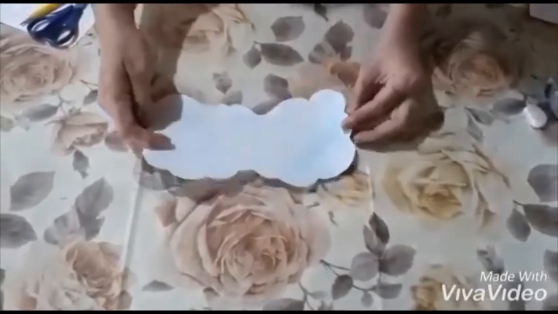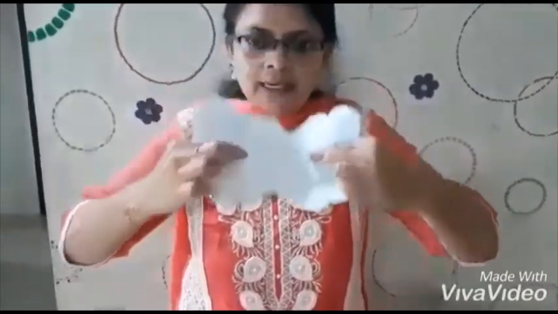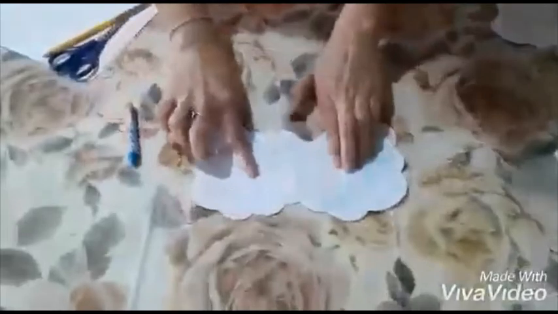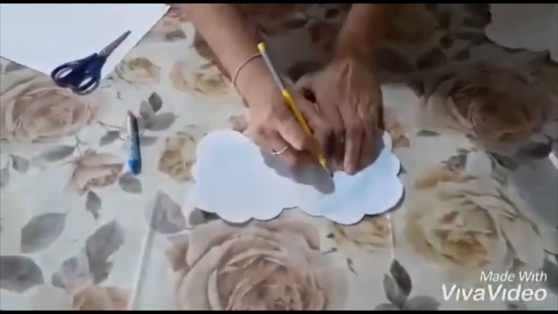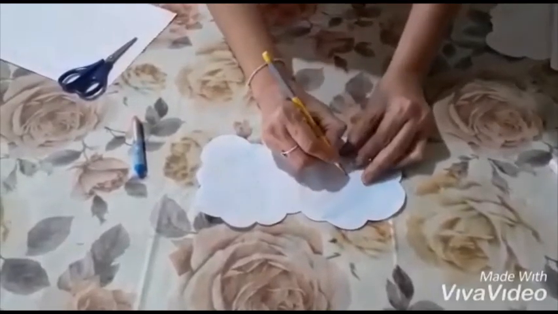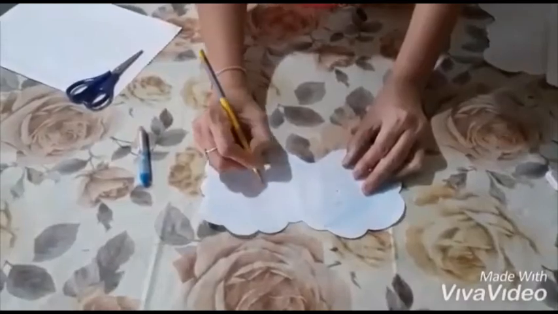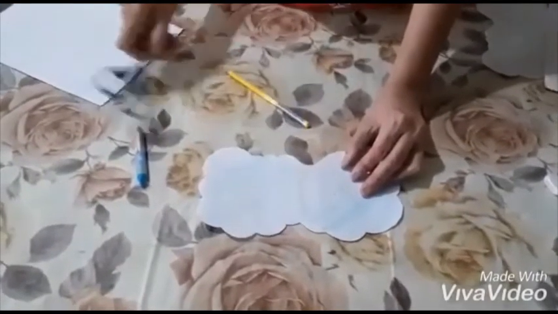Now you have to take this mask on your face like this. Then approximately you have to take the measurement of where your eyes are. Now you have to point like this and mark where your eyes are. Then you will take it down like this and mark with the pencil. And here you will make a circle, and you will cut this circle with the help of scissors.